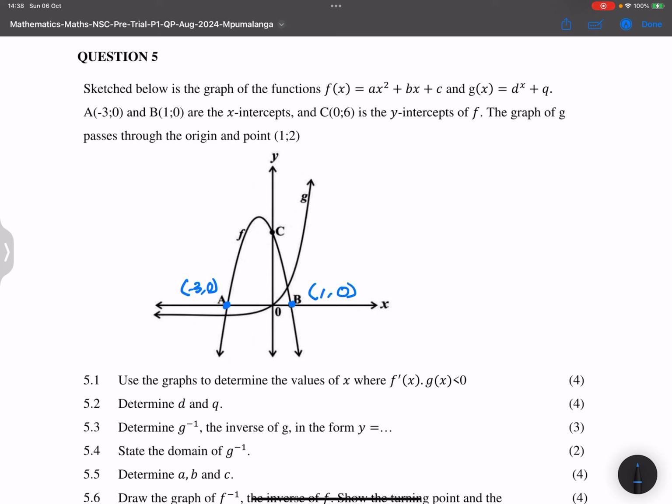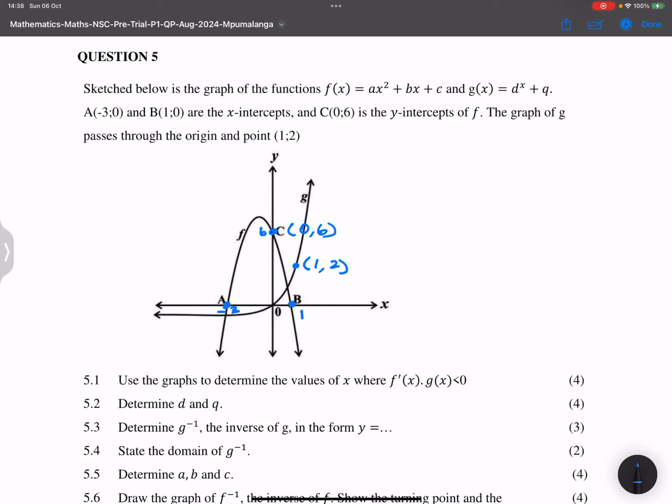And they say these are the x-intercepts, and C, we know that it would have the coordinates (0, 6). So we know that the value is 6 over there. In fact, I can even write that as 1 and that as -3 over there. Okay, right. Now they say to us the graph of g passes through the origin and the point (1, 2). So at some point there, we will have the coordinates (1, 2). That is for the graph of g.